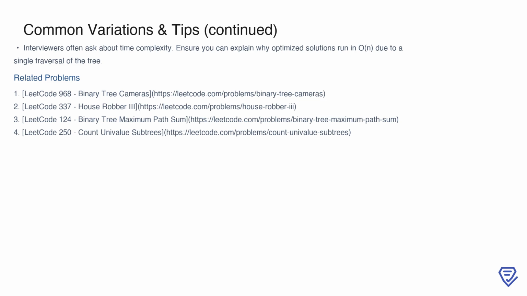Beyond the binary tree cameras problem, there are related problems you may want to explore. For example, LeetCode 337, House Robber 3, is another dynamic programming problem on trees, while LeetCode 124, Binary Tree Maximum Path Sum, involves optimizing values along paths. Another interesting problem is LeetCode 250, Count Uni-Value Subtrees, which focuses on subtree properties, and of course, revisiting binary tree cameras itself is essential for mastery. These problems share some overlapping concepts, like tree traversal and state management, so understanding them can help strengthen your skills for solving tree-based challenges.